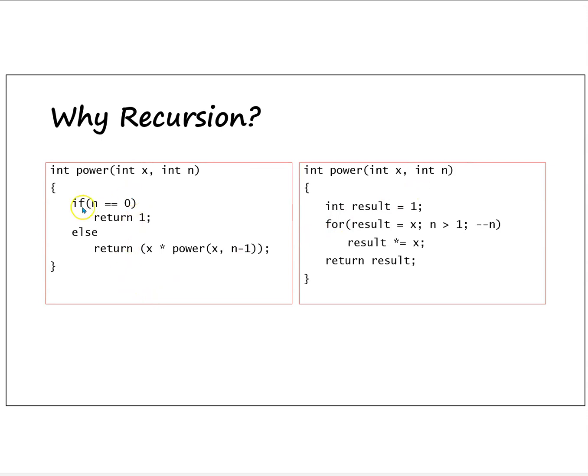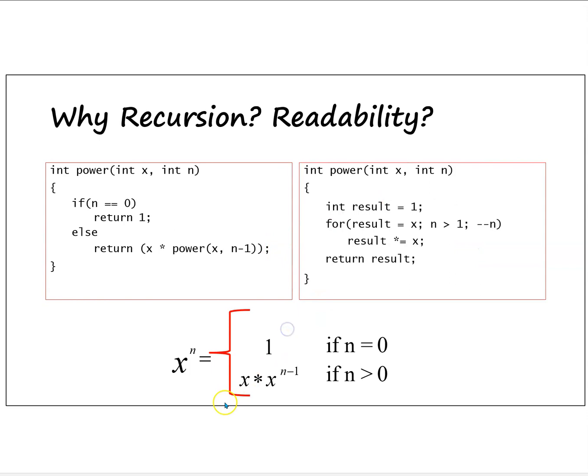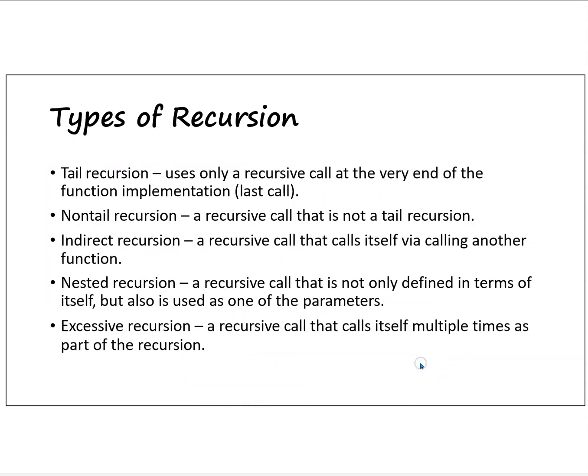Here's an example. We've got the recursive version and the non-recursive version. Why do we want to use recursion? Well, this one looks more like the actual definition. There are different types of recursion. There's tail recursion, which only uses recursion at the last end of the function. Non-tail recursion is a recursive call that's not tail recursion.